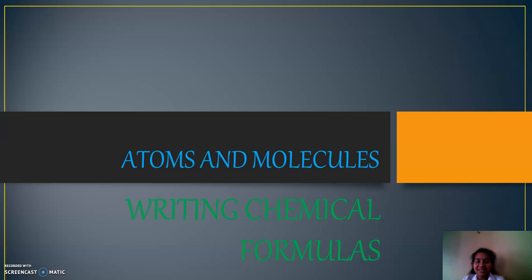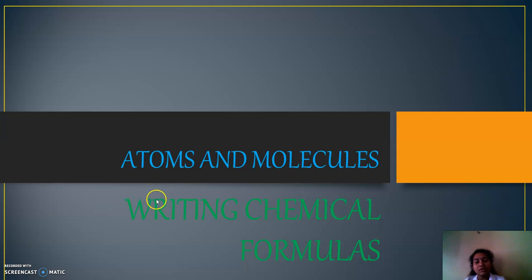In the last class, we discussed what valency is, and protons, neutrons, atomic number, and all those things. It is very important for an atom to write its chemical formula. We need valency. Valency is the combining capacity or combining ability of an atom with another atom. So today's class, we are going to learn how to write a chemical formula.